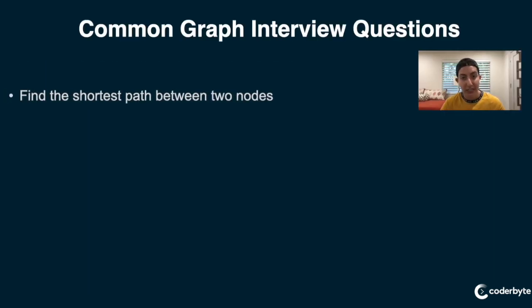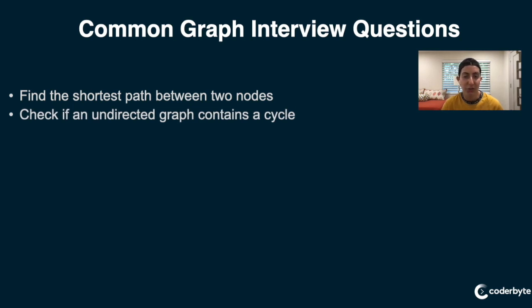So in our next videos, we're going to talk about all the traversals that come with graphs, along with some specific interview questions. Some of the most common graph interview questions are things like find the shortest path between two nodes. I think we've all heard about that sort of question. Check if an undirected graph contains a cycle. So this would involve traversing a graph and looking for that cycle, again, a path from a node back to itself.